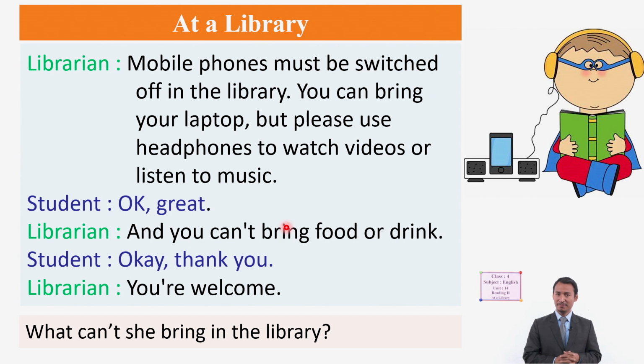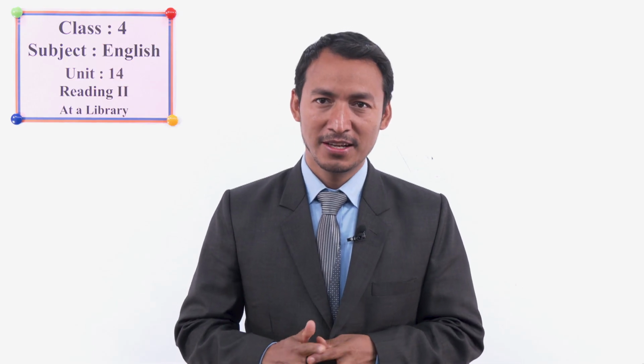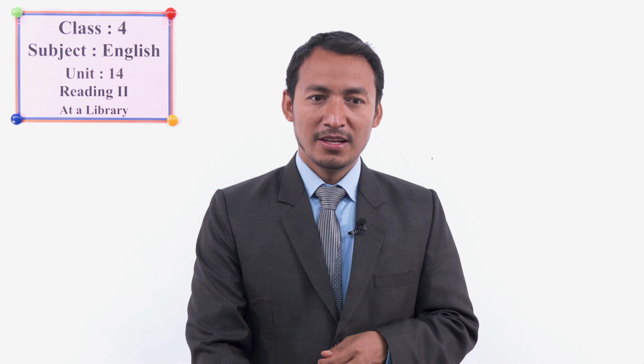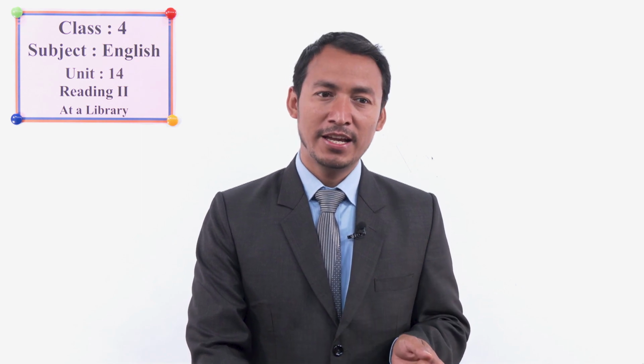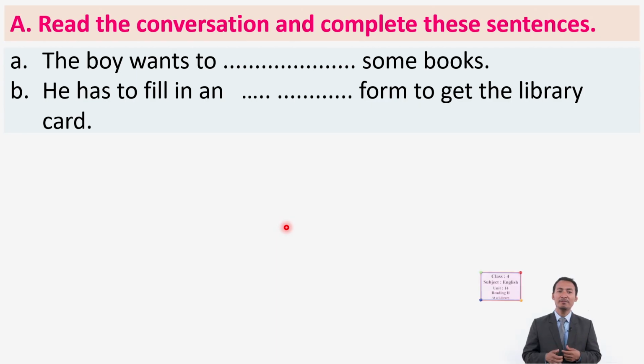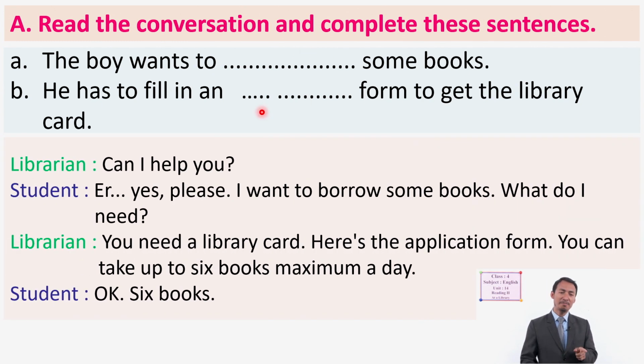Okay, students, so we have read the whole conversation in this reading 2 section. Now we are going to do exercises from this text. So we have here exercise A, that is reading the conversation and completing the sentences here. The first sentence is, the boy wants to some books. Wants to some books. What does he or she do? Let's read the conversation part and find out.